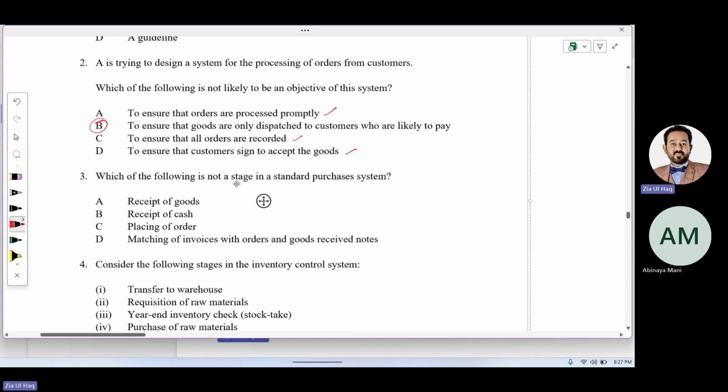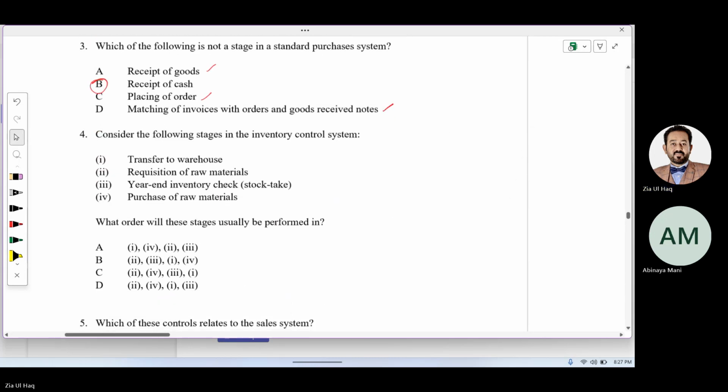Which of the following is not a stage in a standard purchase system? Receipt of goods. In purchase, we receive the goods. Yes. Receipt of cash. In purchase, we pay cash rather than receive it. Yes. Placing of orders, yes. Matching of invoice with orders and goods received note, yes.